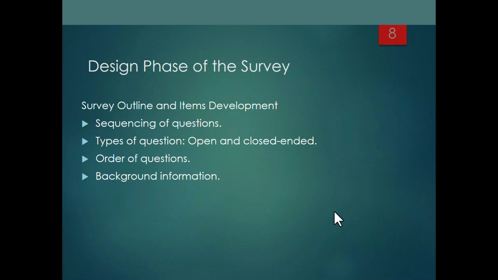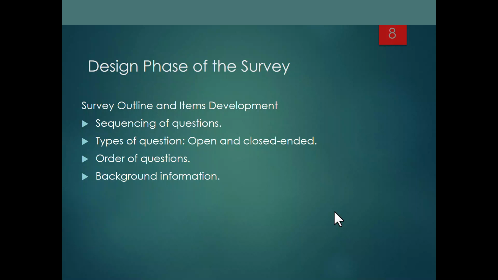All right, sequencing of questions. So there are different types of questions. We have open-ended questions that require responses in the participant's own words. Data need to be coded to be analyzed, which may be time consuming. Closed-ended questions have a list of responses to choose from. So they are already coded, and these are like the 5-point Likert scale.